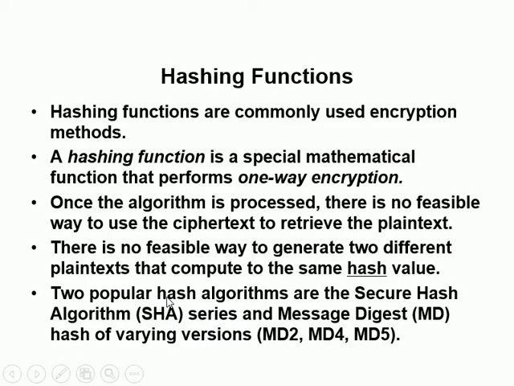So hashing functions. Hashing functions are commonly used encryption methods. We'll talk about this in a little bit more detail, but a hashing function is a special mathematical function that performs one-way encryption, which is what I talked about in the previous lecture. I talked about how if we take plain text, put it through a hashing algorithm, we get ciphertext, but we don't get plain text from the ciphertext, so we can't go back the other direction. So it says right here, there is no feasible way to generate two different plain texts that compute to the same hash value. So two popular hash algorithms that we discuss in this course are SHA, or Secure Hash Algorithm, and MD, or message digest. And there's different versions of these, which we're going to discuss.